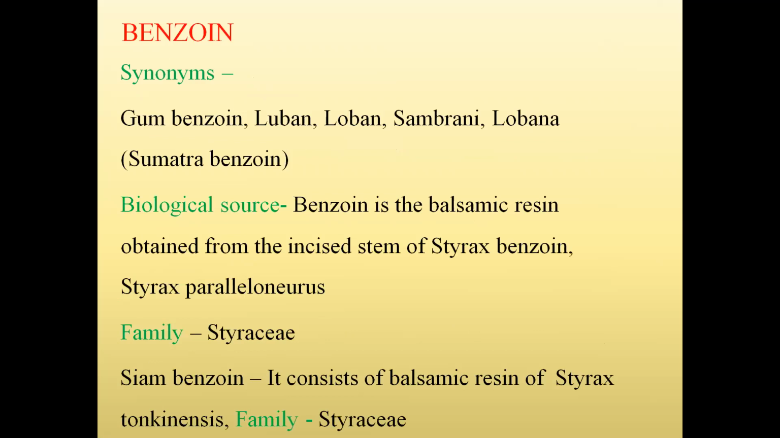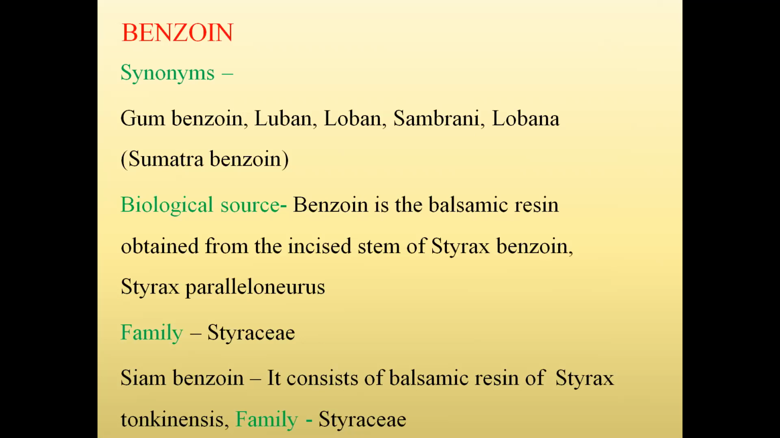Next drug is benzoin. This is a very important drug in the category of resins. Its synonyms are gum benzoin, Luban, Loban, Lobana, Sumatra benzoin, and Siam benzoin. It is a balsamic resin. Balsamic means it consists of cinnamic and balsamic acid obtained from the inside stems of Styrax benzoin. It belongs to the family Styraceae. And Siam benzoin belongs to the genus and species Styrax tonkinensis, and its family also Styraceae.